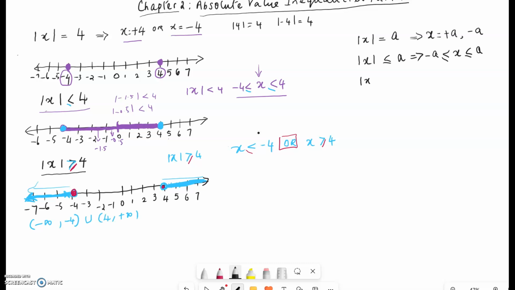If absolute value of x is greater than or equal to a, then we could have x less than or equal to -a, that is everything to the left of -a, or everything to the right of a. So we have to remember these 3 rules in order to be able to solve inequalities.